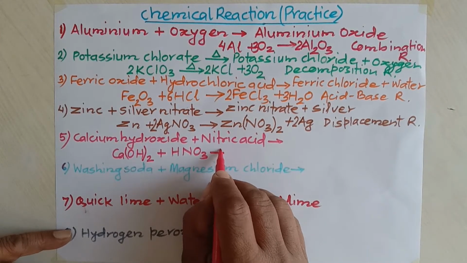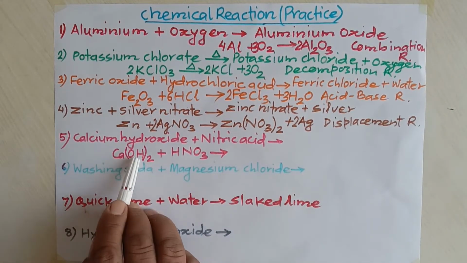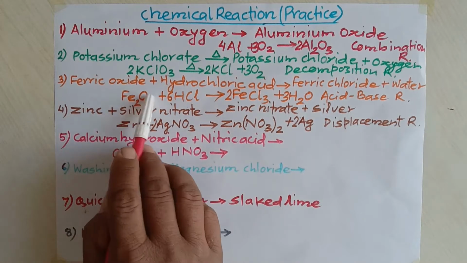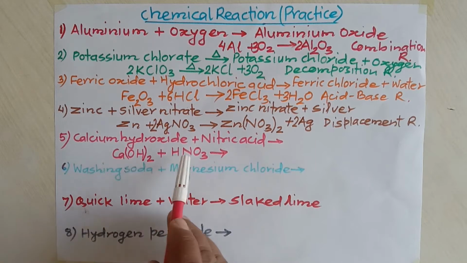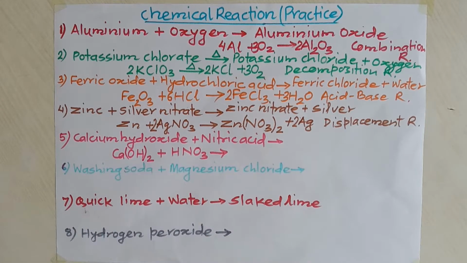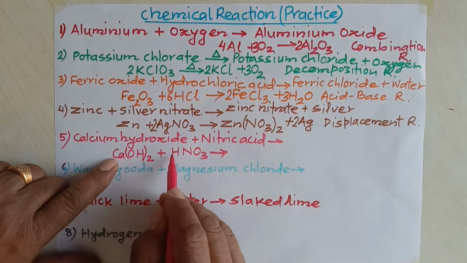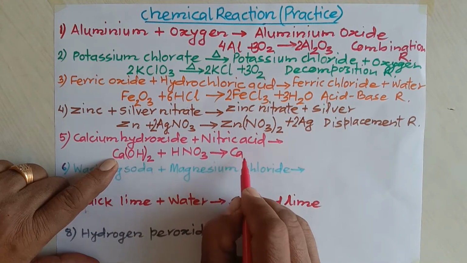Now what happens in this reaction? This is metallic hydroxide. Here it was metal oxide base. So metallic hydroxide is also base. That's why this base is reacting with acid. So acid base reaction, one product is salt, another product is water. How salt forms? Calcium takes the place of hydrogen, CaNO3.